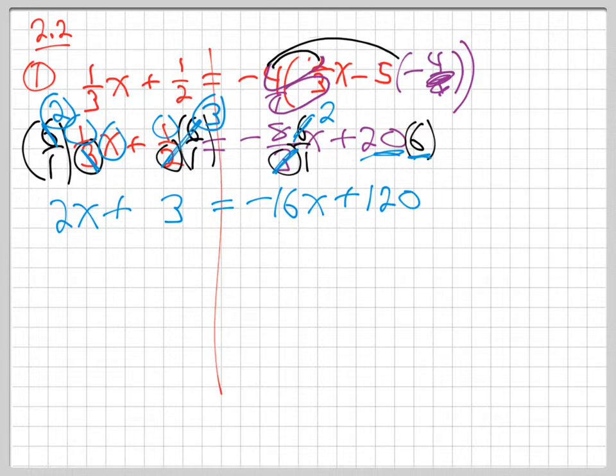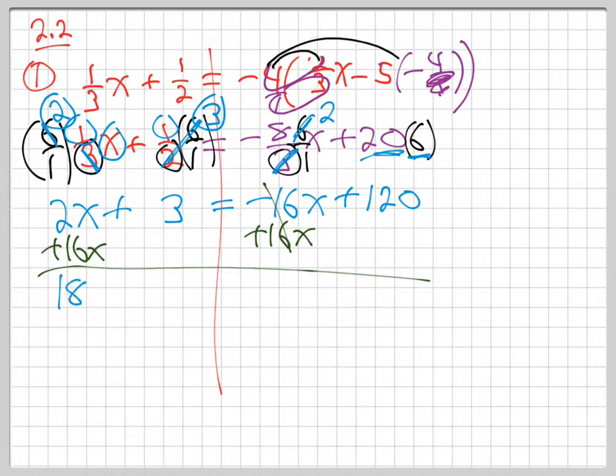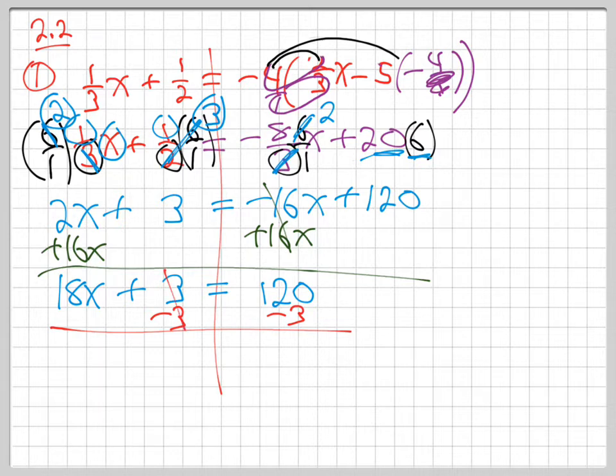All right, so we got rid of all the fractions, got rid of all the parentheses. Now we need to solve for x. What do you do when you have x's on opposite sides? We add the opposite to both sides. And what do we get here? We get 18x plus 3 is 120. Now subtract 3 from both of these. Cancels out. 18x is 117. Last step, divide by 18.